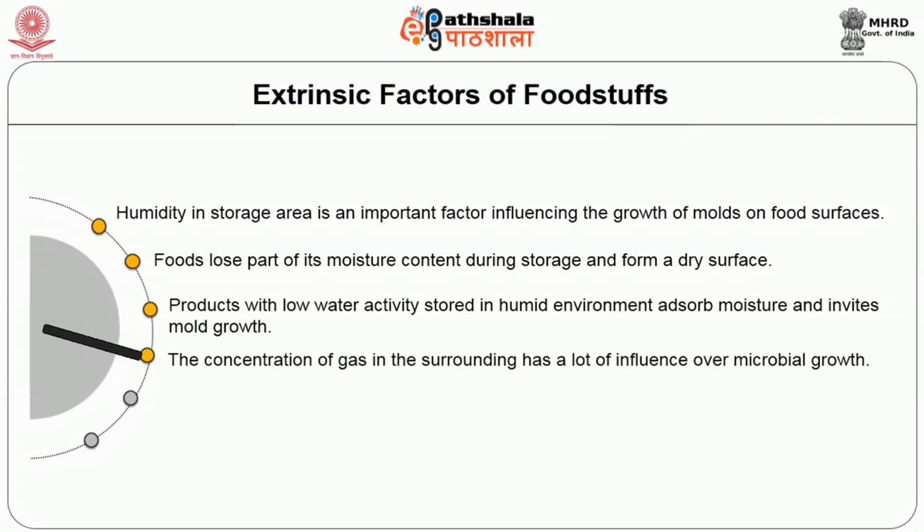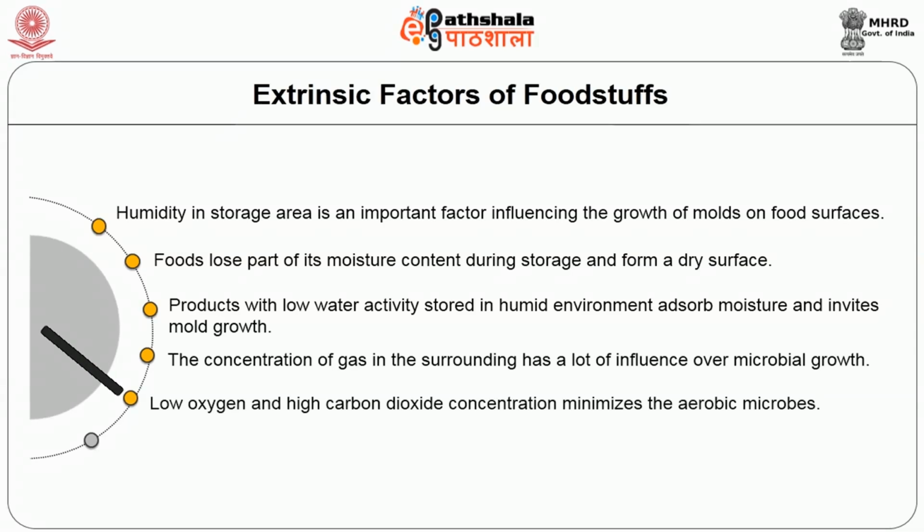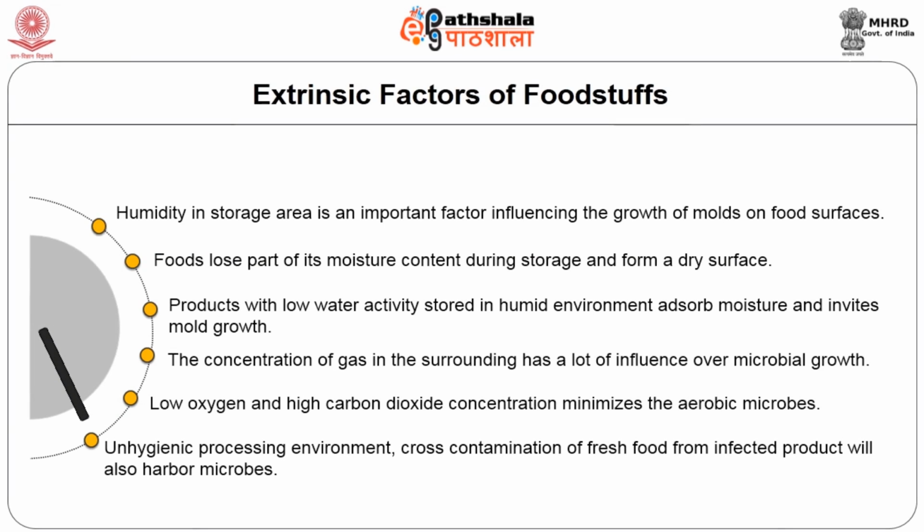The concentration of gas in the surroundings has a lot of influence over microbial growth. For example, a change in the partial pressure of oxygen can modify the chances of spoilage. Low oxygen and high carbon dioxide concentration minimize aerobic microbes. Unhygienic processing environment and cross-contamination of fresh food from infected product will also harbor the growth of microbes.